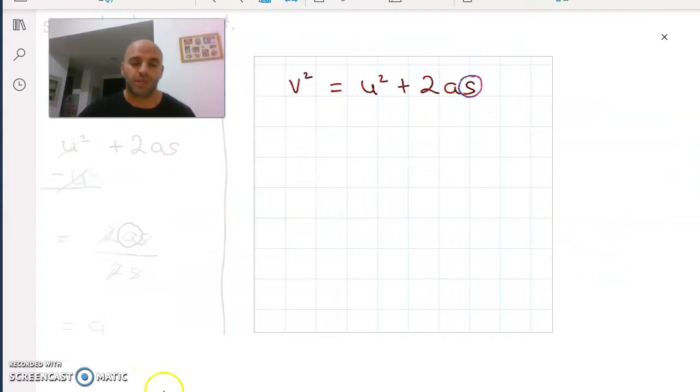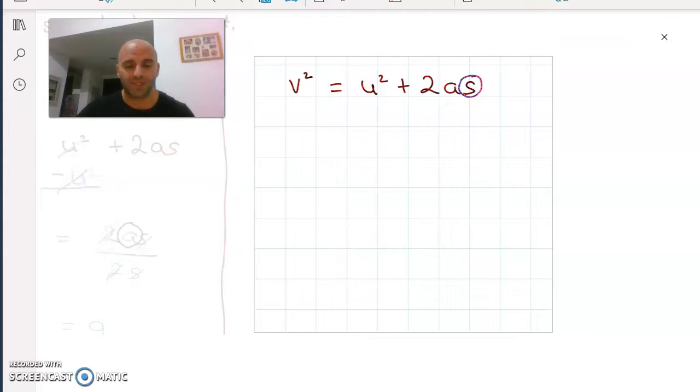So the last one that I'm going to do is looking for the S. So I'm going to make the S my subject. This time again I did it the right way, so I put a little circle around the S to remind myself that that's the subject, nothing else. Focus on that, look around it, see what everything else is doing to that S. Again, the 2 and the A are stuck to the S, so for now we'll leave them where they are and we'll deal with the u squared first.